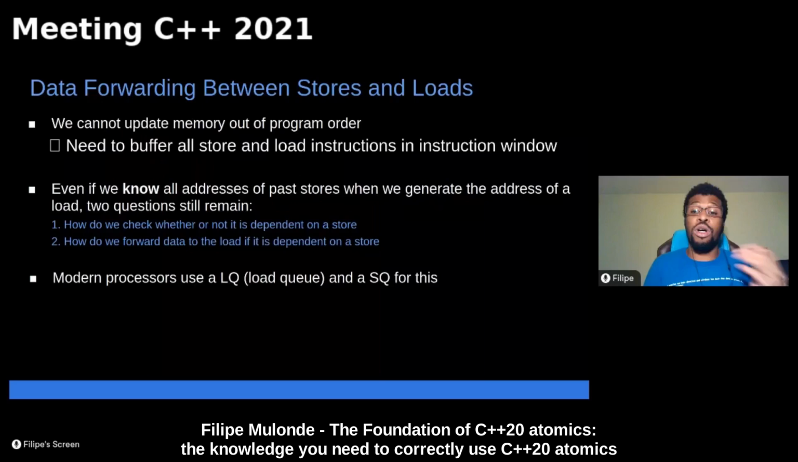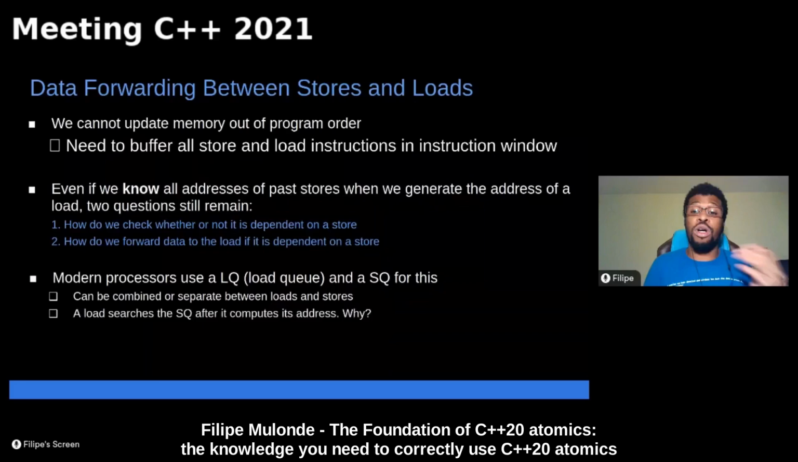So modern processors use a load queue and a store queue for this, and they can be combined or separated between loads and stores. A load searches the store queue after it computes its address. Why? Here we are assuming that when a store finishes the computation of its address, the store writes its address in a buffer that's called the store queue, so that when a load finishes the computation of its address, the load searches this buffer to see if it's dependent on a previous store.